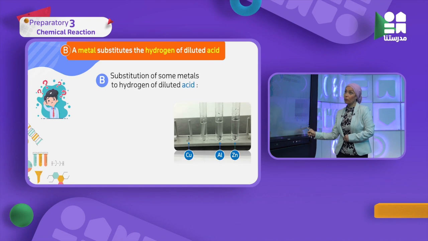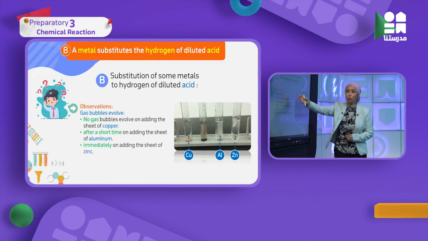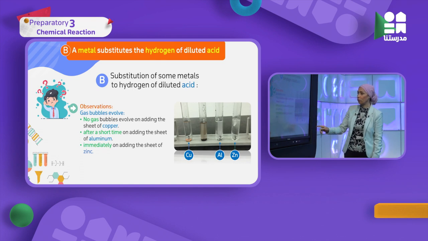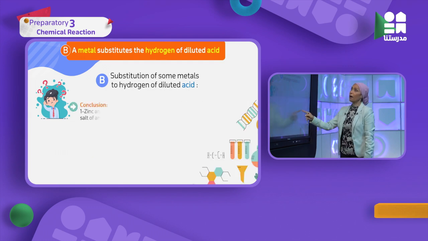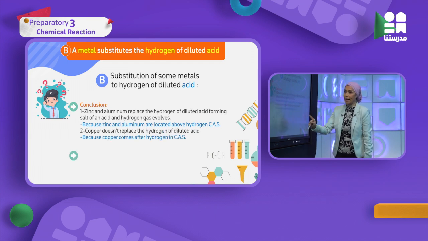Let's see the observation. I said that the gas bubbles evolved. Which one? The first one, the zinc immediately, and then after a short time, the aluminum, and the copper, no gas is evolved, as you see here in the 3 test tubes in front of you. Then I reach the very important part, all of those, what happened in the reaction.